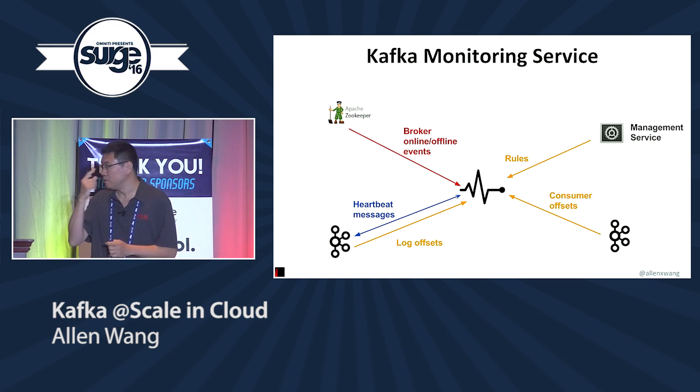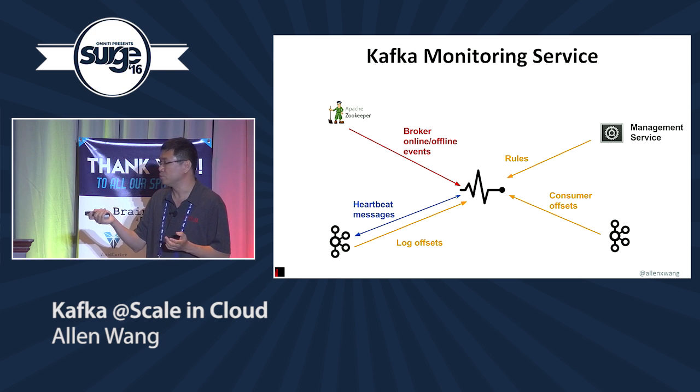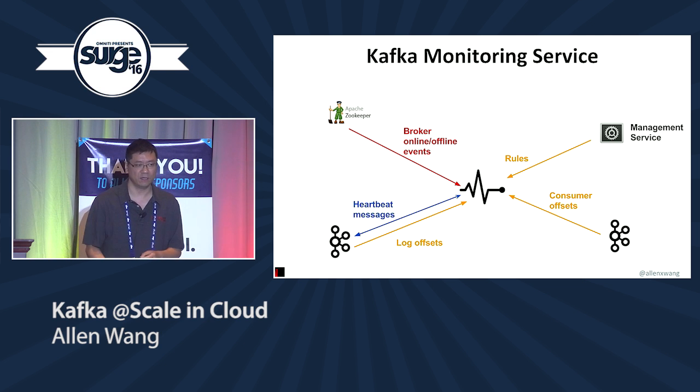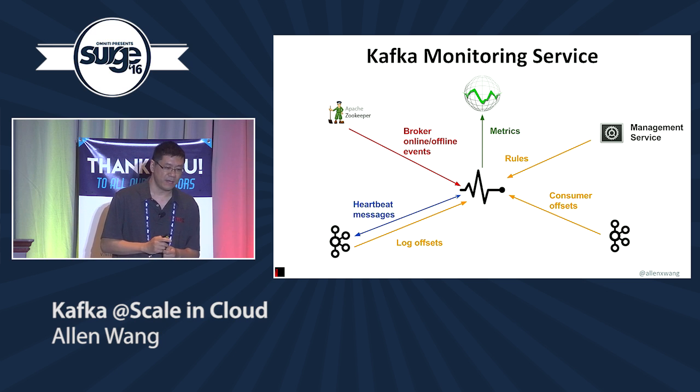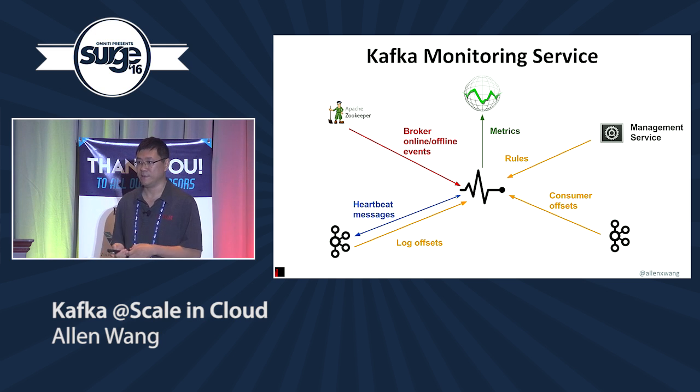To achieve that, the monitoring service first gets the rules from the management service. It then gets the log offsets and consumer offsets from the Kafka clusters. It will compare the log offsets and consumer offsets to determine the state of the consumer. For example, if it detects the movement of log offsets, but not the consumer offsets, it will declare that this consumer may be stuck. And if it cannot find any consumer offsets at all for certain topic partitions, it will declare that there is unconsumed data. Finally, the monitoring service publishes its findings as metrics to our backend metric system, which we call Atlas. And Atlas will aggregate those metrics and then send the critical events to our alerting system.